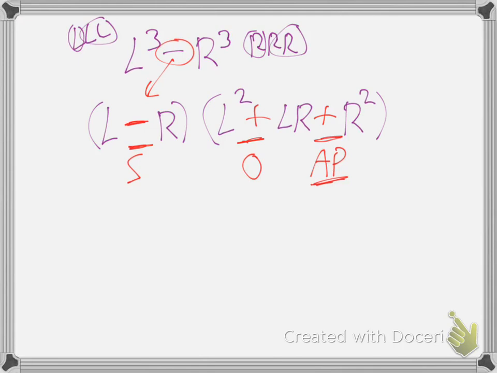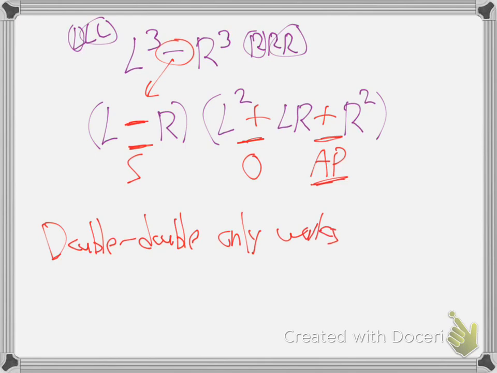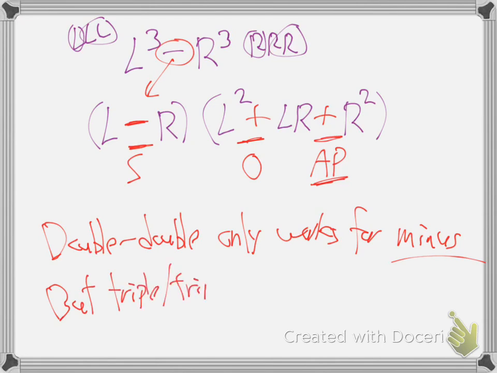Remember the double-double was only minus? Let me write that. Double-double only works for minus. But triple-triple works for both. Triple-triple could do plus or minus. So that's good stuff to put on your 3x5 card.